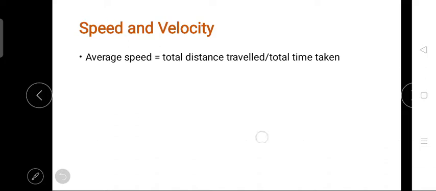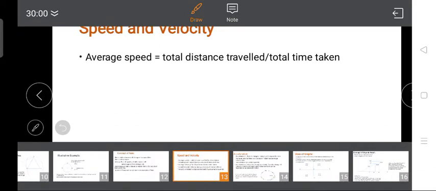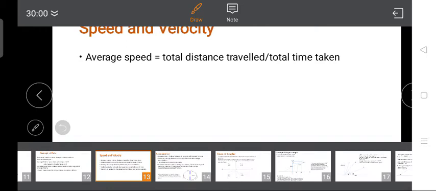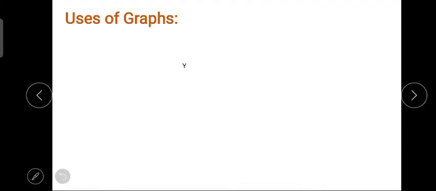I'm your physics teacher. So today we are going to start the graphical representation of motion. In this type of graphs, what we have to do and how we are able to calculate the different phenomena that happen in a graph. That is our topic.